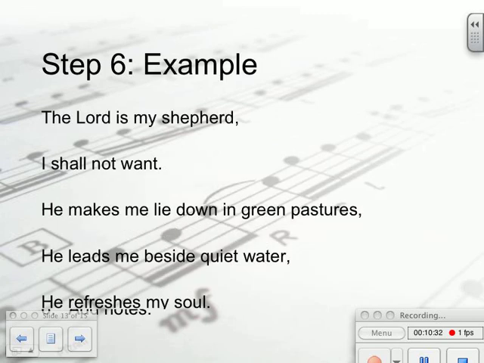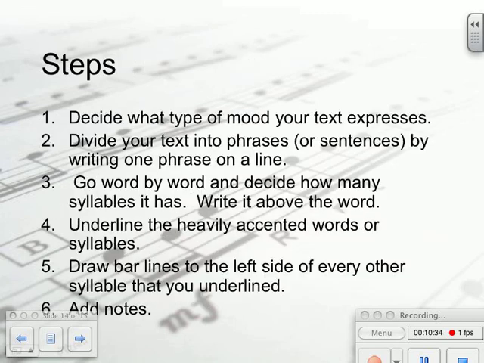If you're having trouble with your phrasing, that's okay. I'll help you. Here are the steps that I've talked about. 1, decide what type of mood your text expresses. 2, divide your text into phrases. 3, go word by word and decide how many syllables it has. 4, underline the heavily accented words or syllables. 5, draw bar lines to the left side of every other syllable that you underlined. And 6, add notes.